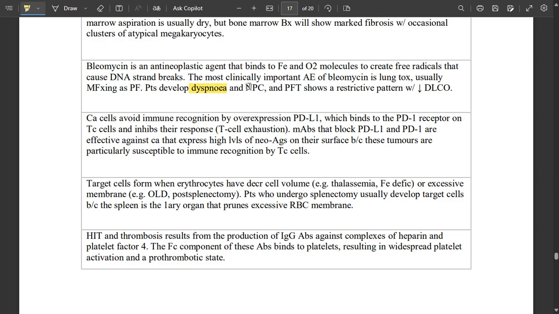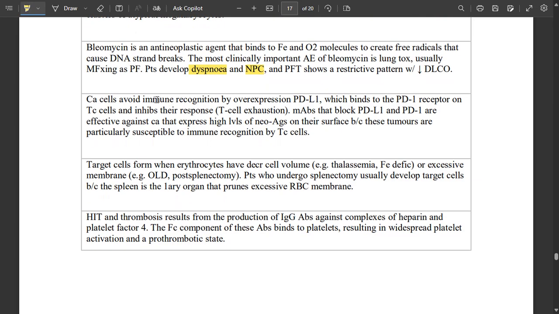Dyspnea occurs, and NPC, which means nasopharyngeal carcinoma, is also a side effect of bleomycin. PFT shows a restrictive pattern with decreased DLCO, the diffusion capacity of carbon monoxide. So in bleomycin toxicity, FEV1 decreases, FVC also decreases, and DLCO also decreases.